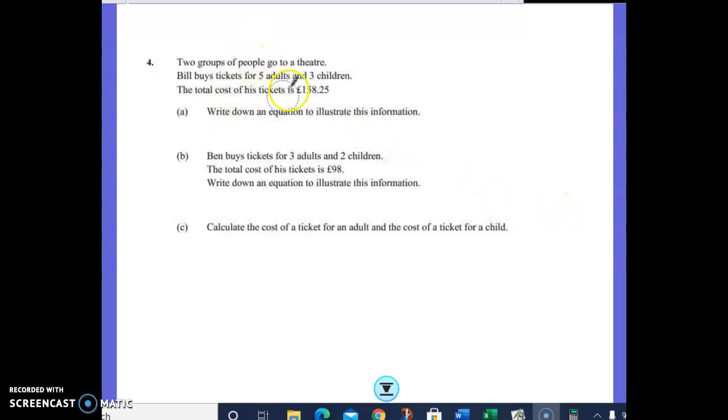Okay, so we've got 5 adult tickets, 3 children tickets, and that is £158.25. Part B, Ben buys tickets for 3 adults and 2 children, so 3A plus 2C, total cost of his tickets is £98. So there's my second equation. Calculate the cost of a ticket for an adult and the cost for a ticket for a child.